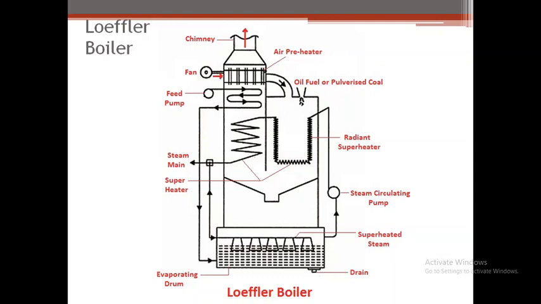Next is the air preheater. As the name itself says, it heats the air before sending it to the combustion chamber. So the primary function of this air preheater is to increase the efficiency of the boiler.